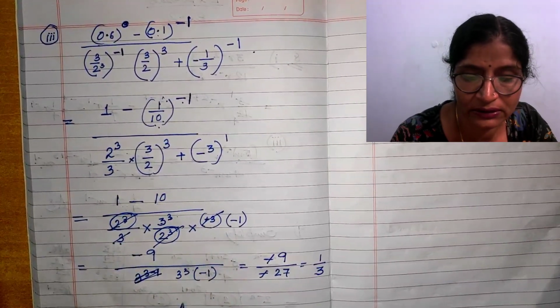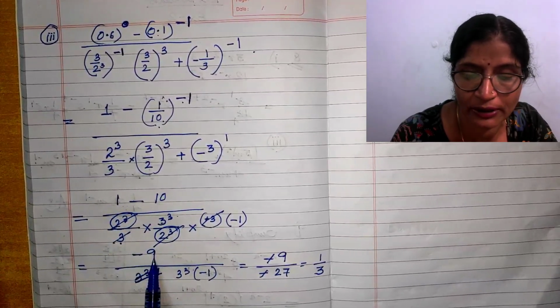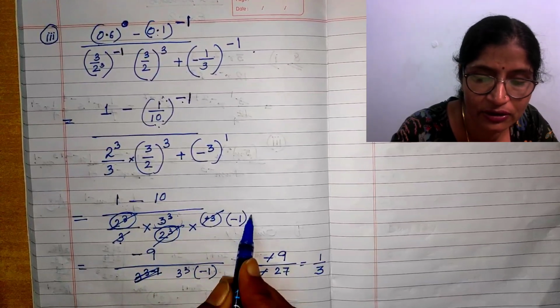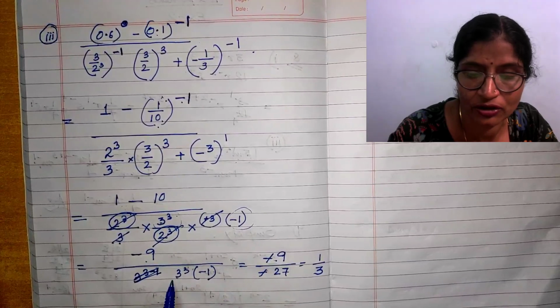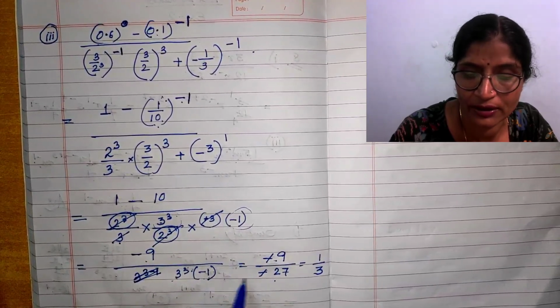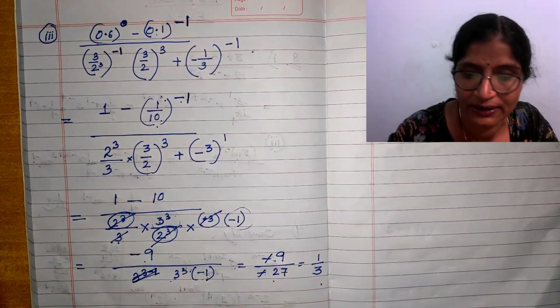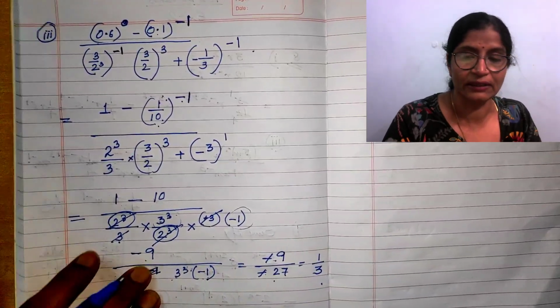This 3 is also cancelled. So now next is 1 minus 10, this is minus 9. This part, what is left over? Only this and this one. So these both I have written here. So this minus 9, 3 to the power 3 is 27 and minus 1, that is minus. Cancelled and it is 1 by 3. That is your answer. Next, sum number 10.